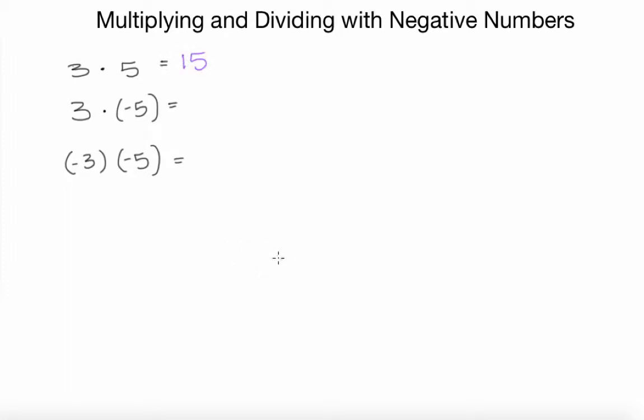I can think about that as 3 groups of 5. So we have 1, 2, and 3. There's my 3 groups of 5. 5 plus 5 plus 5, that's 15. Now, how do I think about it in terms of 3 times -5? Well, I can think about that as 3 groups of the opposite of 5, 3 groups of -5. So let's make 1, 2, 3. And now we have 3 groups of -5, which is really easy to see. It's -5 plus -5 plus -5, so it should be -15.